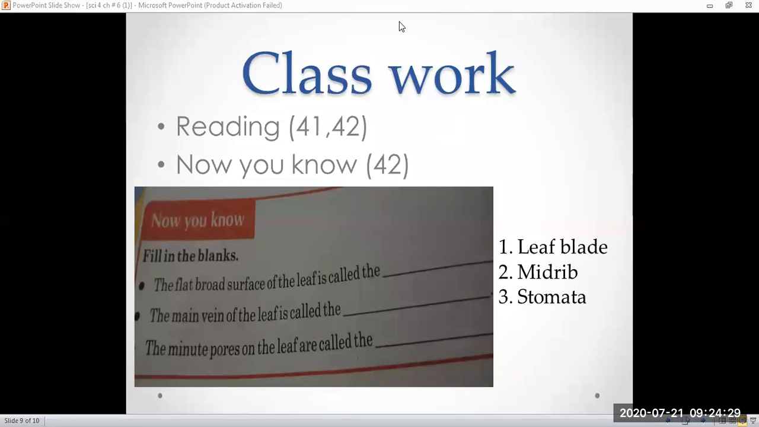The first one: the flat broad surface of a leaf is called the leaf blade. Here I have written the leaf blade. Fill it in your books. And students, while doing your classwork, your handwriting should be neat and clean. Do your work fast, but your handwriting should be neat and clean. The second one: the main vein of the leaf is called the midrib. The last one: the minute pores on the leaves are called the stomata.